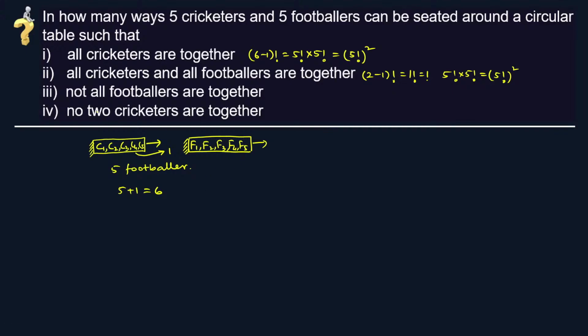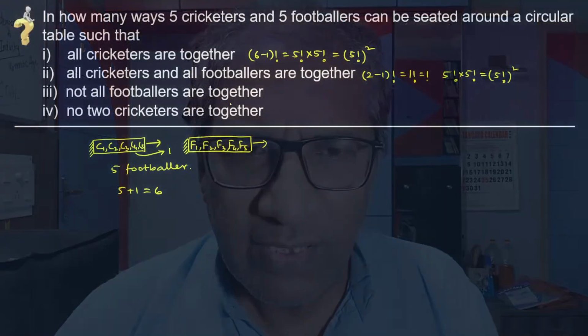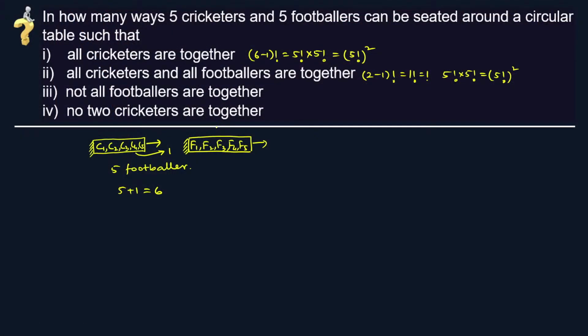They are saying not all footballers are together. What do you mean by that? It means that if 2 footballers are together or 3 footballers are together, that is accepted, but not all the footballers will be together. You have to find the number of such arrangements. Getting my point? Okay.